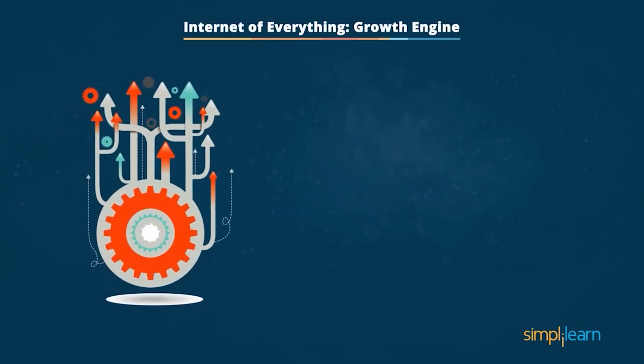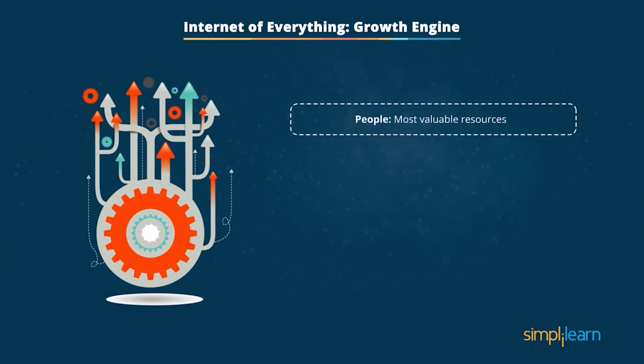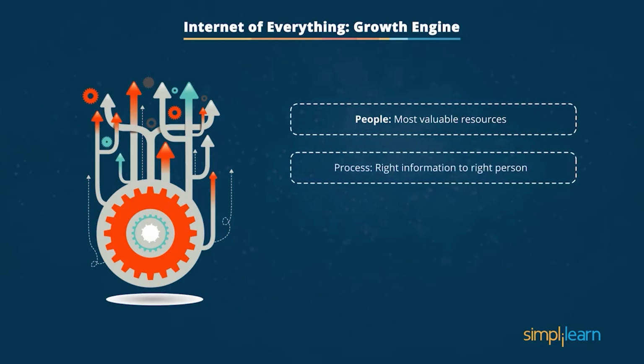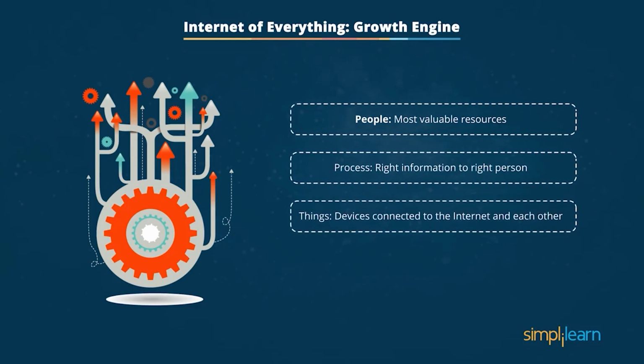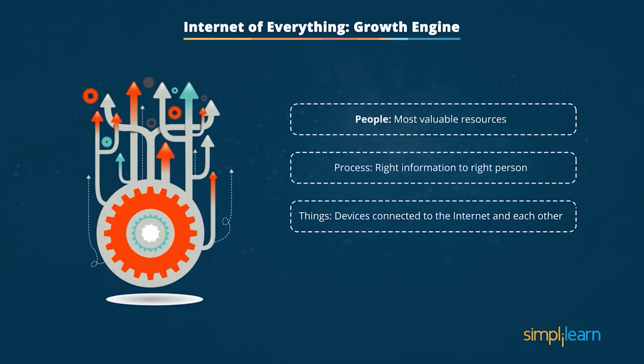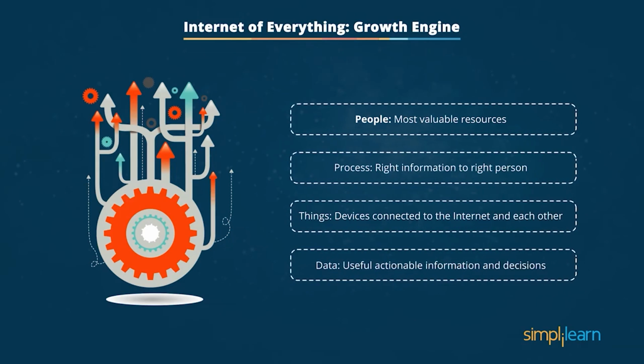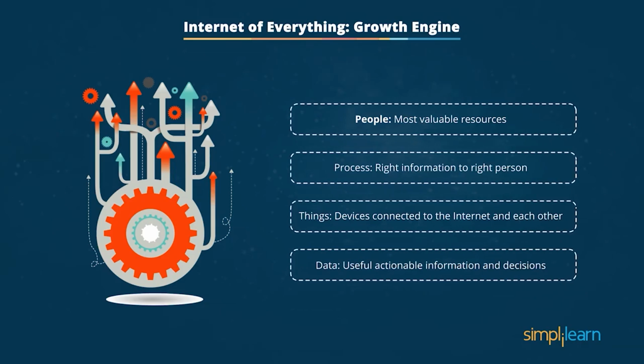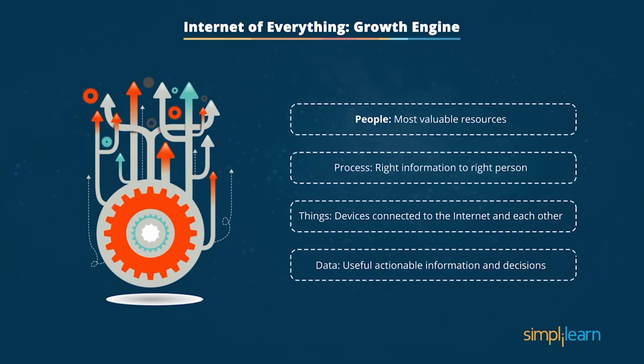Internet of Everything, growth engine. The Internet of Everything comes with a growth engine for any organization. It includes people, who are the most valuable resources. The process of making the right effort for the things, that includes the physical devices, other objects, and the data taken from sensors to make actionable insights for decision-making, is important.